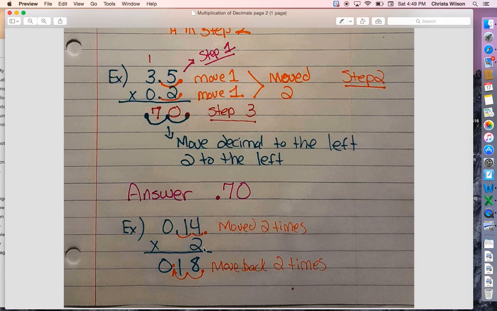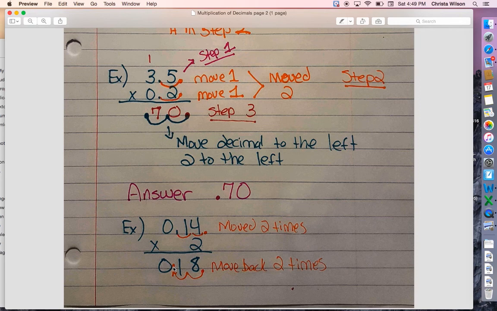Now we just simply multiply. 2 times 4 is 8. 2 times 1 is 1. 2 times 0 is 0. Now our last step is to move that decimal back, and we're going left. We move it 1, 2. So now our answer is 18/100.